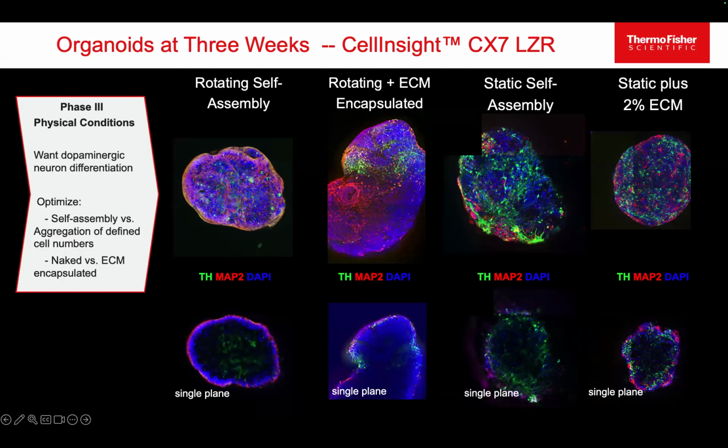But if we go all the way over on the right, we've got this static organoid exposed to dilute Geltrex. This is a nice compact round shape. We've got a nice thick layer of TH positive neurons. And I think you can appreciate that very much in the top and the bottom images here on the right. So the big take home here is that ECM encapsulation in the static culture, in these U-bottom microplates, allowed us to increase organoid complexity and dopaminergic neuron yield as well.